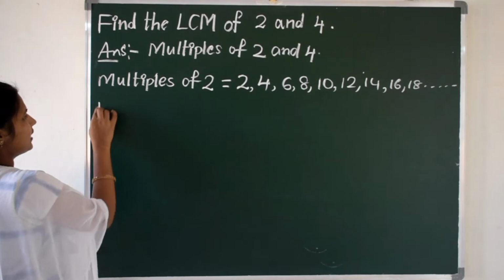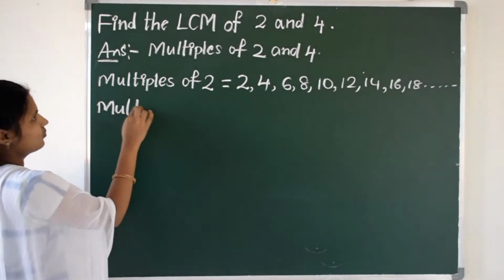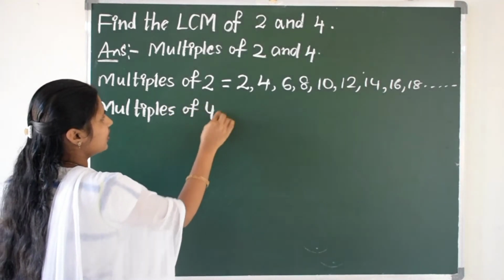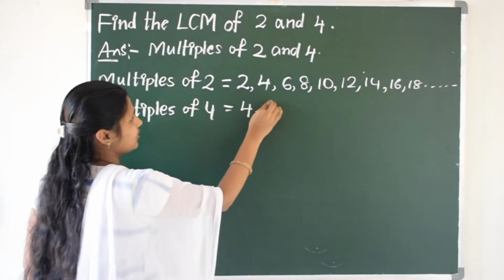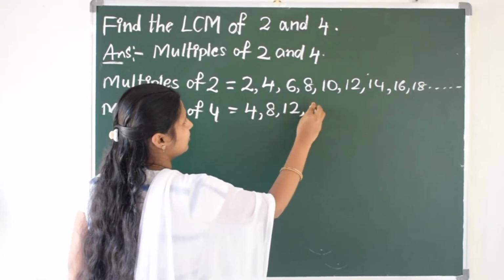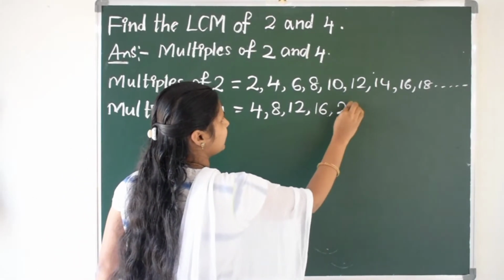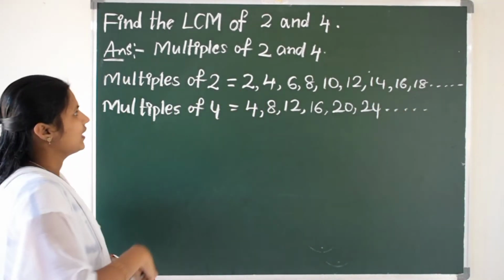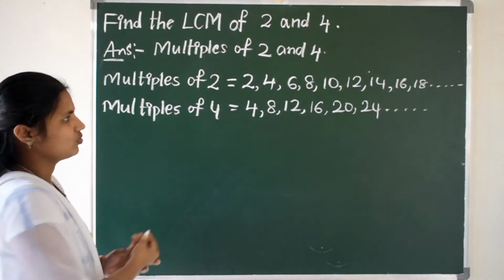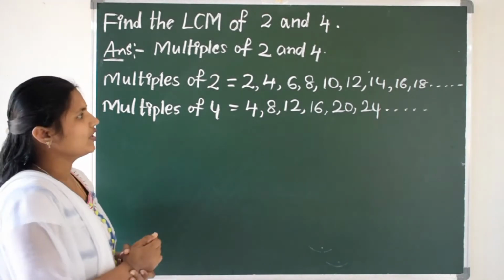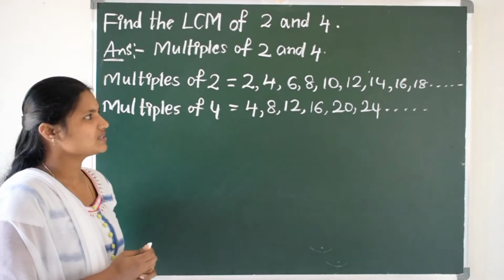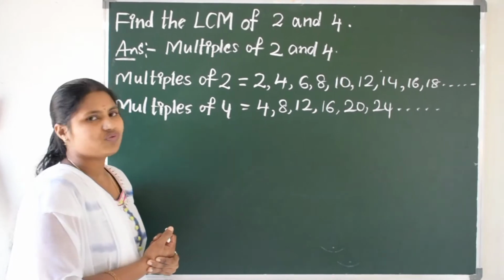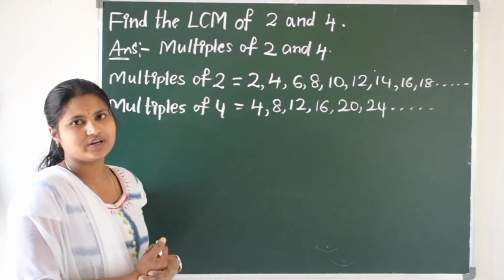Okay, next write the multiples of 4. What are the multiples of 4? Yes, 4, 8, 12, 16, 20, 24 and so on. Okay, we have written the multiples of 2 and 4. The multiples of 2 are 2, 4, 6, 8, 10, 12, 14 and so on, and the multiples of 4 are 4, 8, 12, 16, 20, 24.